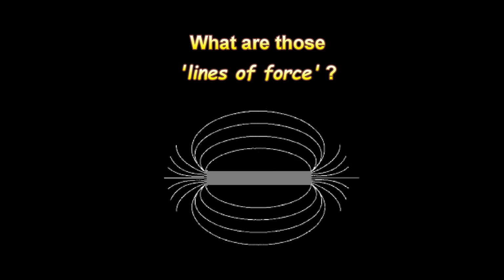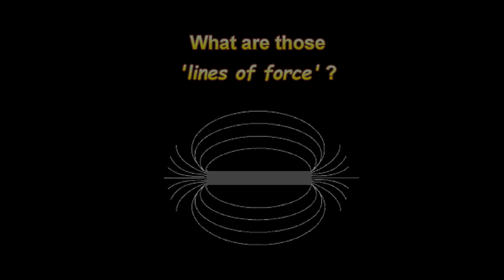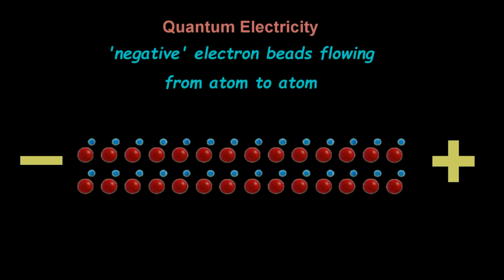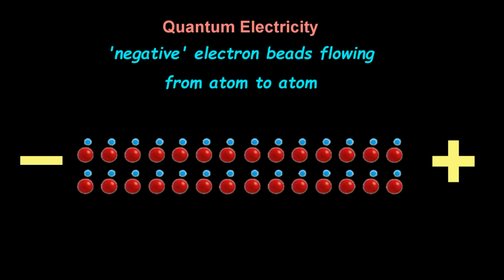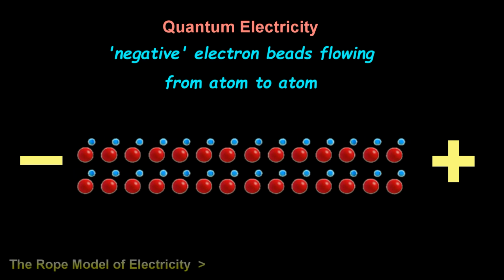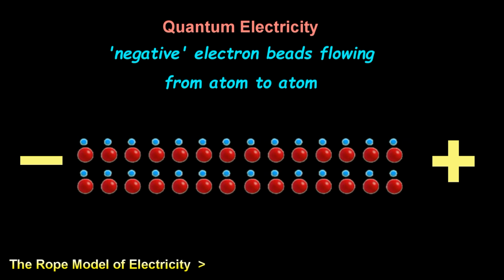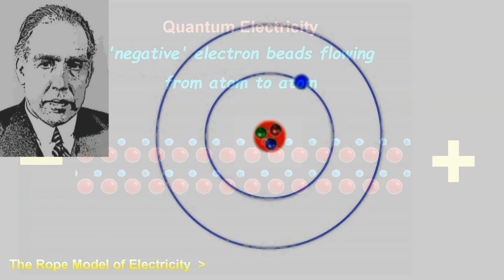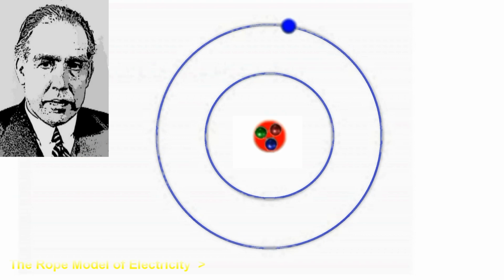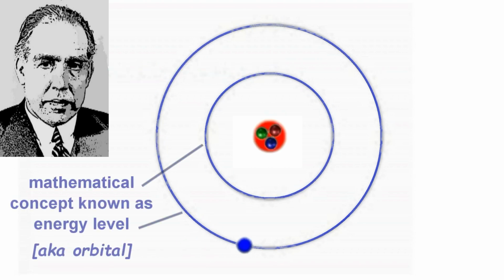What are those lines of force? In quantum mechanics, electricity consists of electron beads flowing from atom to atom and from negative to positive poles. This model is based on Niels Bohr's planetary atom. Bohr envisioned a tiny bead jumping back and forth between abstract mathematical concepts known today as energy levels or orbitals. This model is irrational because the proponent cannot justify why the negative electron bead does not fall into the positive nucleus or spontaneously fly away.